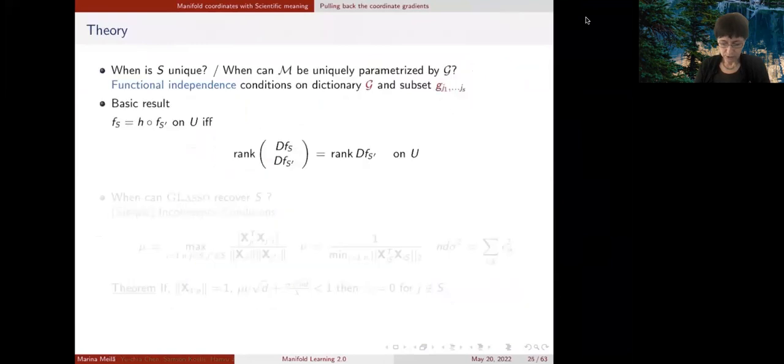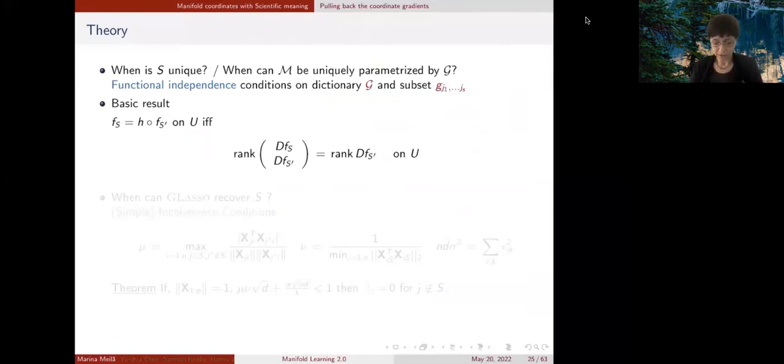So let's see briefly some theoretical results. There are two kinds of questions that we can ask. When does this work in function space? And then when does it work in a finite sample? And in function space, I'm giving a sketch of a theorem. This works, or works meaning when do we have unique recovery?